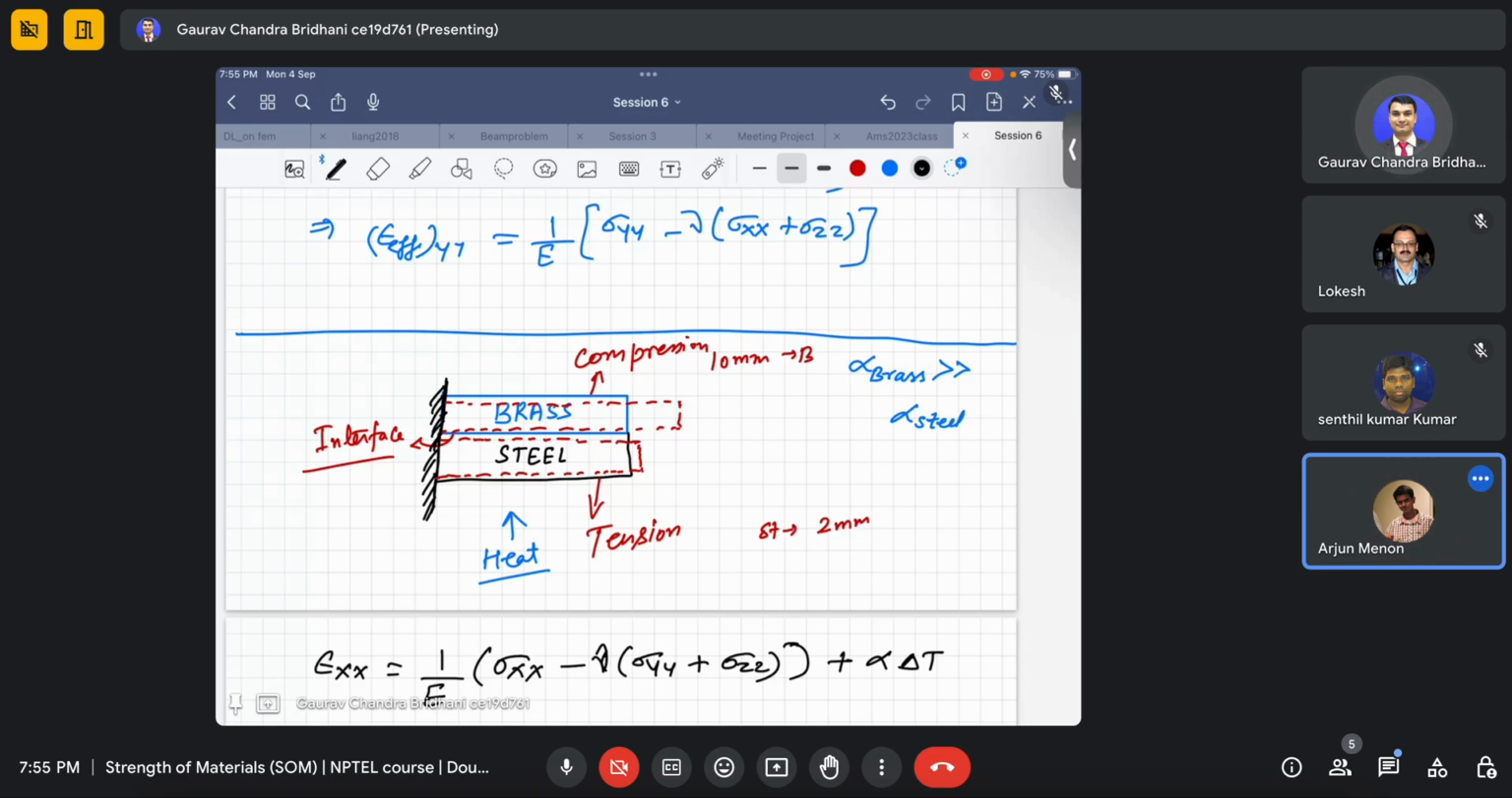Yeah, because why we are doing that? Because the bar should have a single strain. No, it can't happen that this portion, the brass portion, should bulge out and this goes below. No, it can't happen.